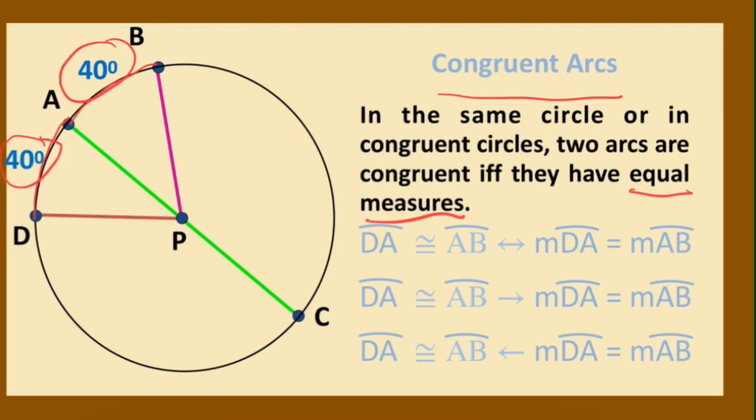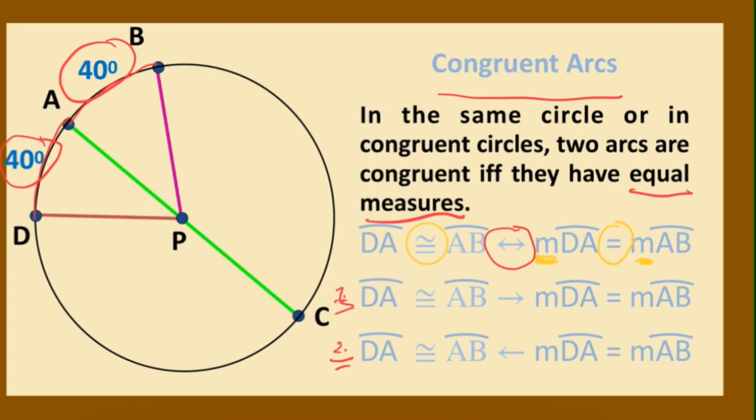As you can notice on the screen, we're emphasizing that if you use the congruent symbol, you don't include the letter M. But if you use the letter M, you use the equal sign. There's a difference between that. The meaning of the arrowheads here is that it works both ways. That's why you have case 1 and case 2.